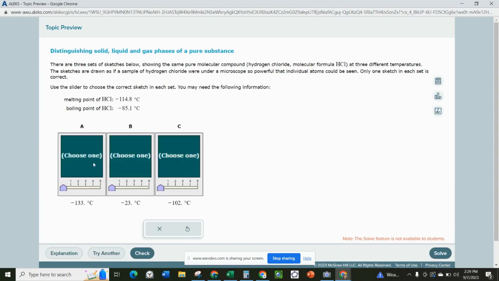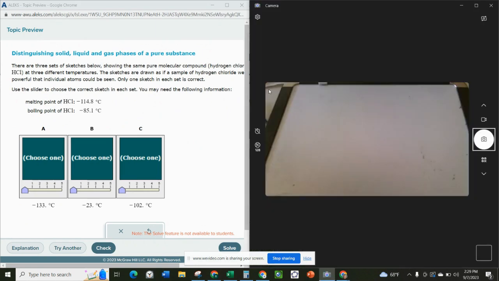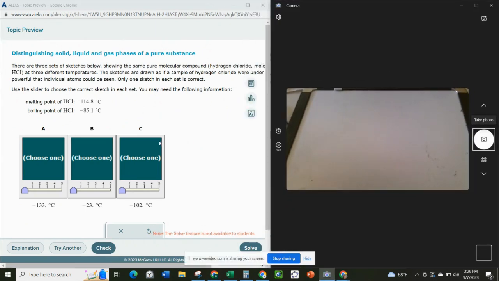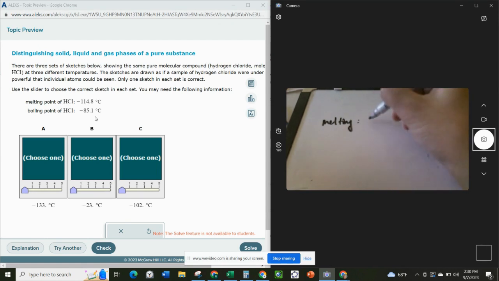Okay, so it says we have three sketches and we have different temperatures of HCl, and then we have the melting point and the boiling point. So this is a topic that feels like it should be straightforward, but sometimes it can trick us. So I like to write down the melting point and the boiling point so that I can see what's going on. So melting point is negative 114.8 degrees Celsius.